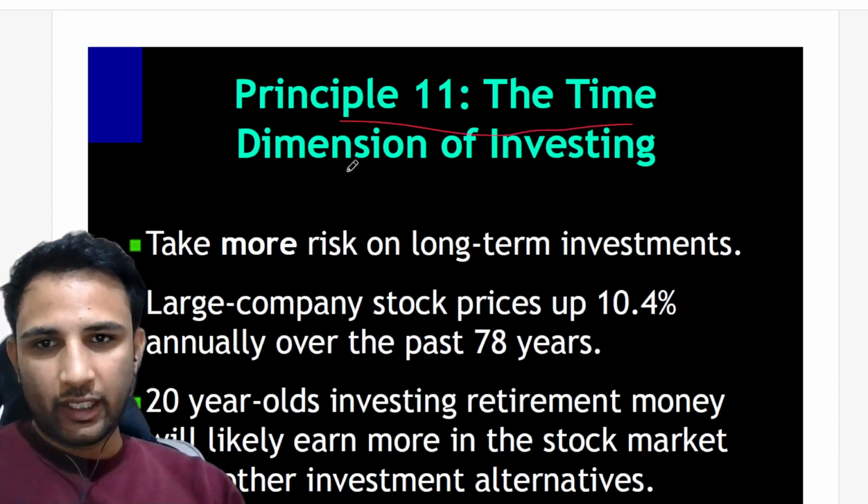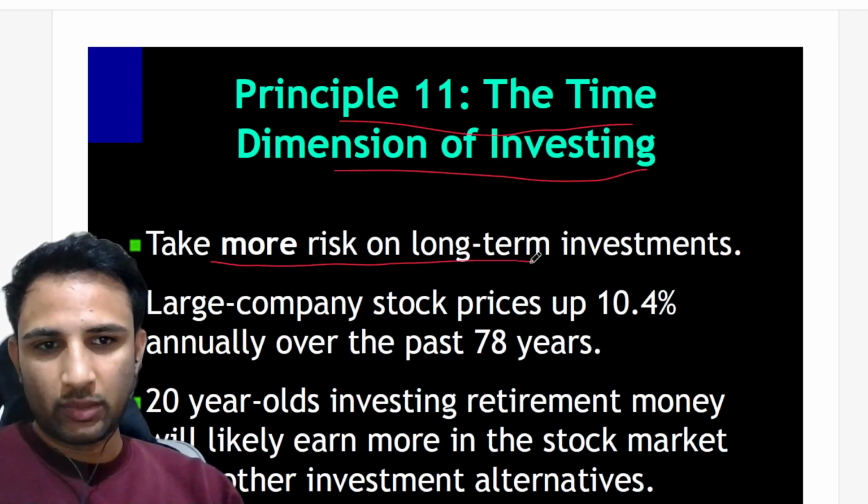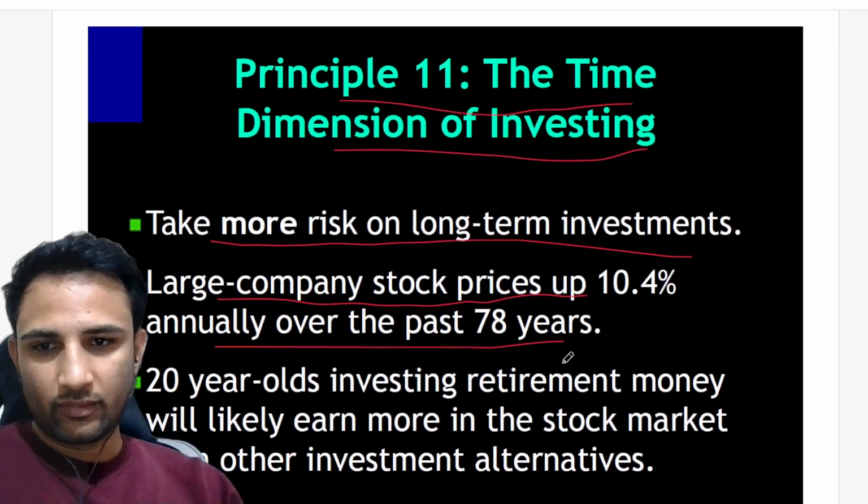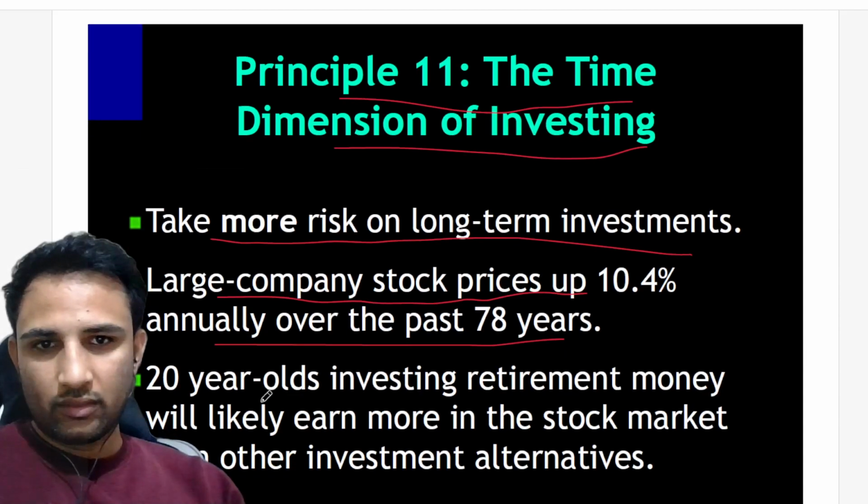Principle 11, the time dimension of investing. So take more risk on long-term investments. Large company stock price is up 10.4% annually over the past 70 years. 20-year-olds investing retirement money will likely earn more in the stock market than other investment alternatives.